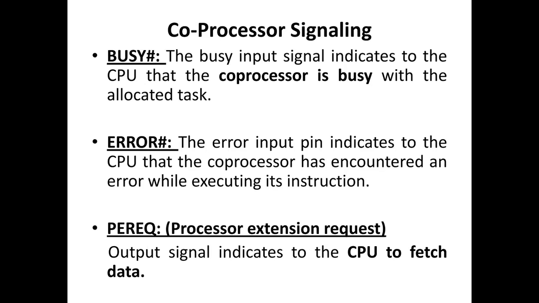The BUSY# input signal indicates to the CPU that the coprocessor is busy with the allocated task. The ERROR# input pin indicates to the CPU that the coprocessor has encountered an error while executing its instruction. The processor extension request, PEREQ, output signal indicates to the CPU to fetch data.